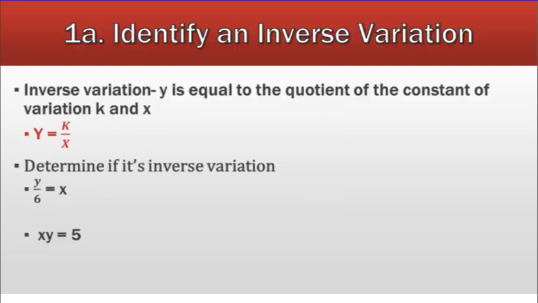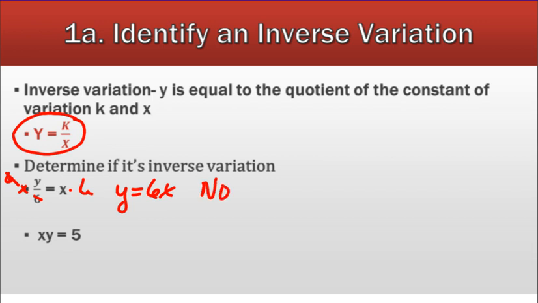So let's take a look at an example here. So here the inverse variation says y is equal to the quotient of the constant of variation k and x. So again, just keep that in mind. It says determine if it's inverse variation. So we need to get it into this format. So to solve for y here, I'm going to multiply by 6 on both sides. And I get y equals 6x. And y equals 6x, that is actually direct variation. So no, this is not inverse variation.